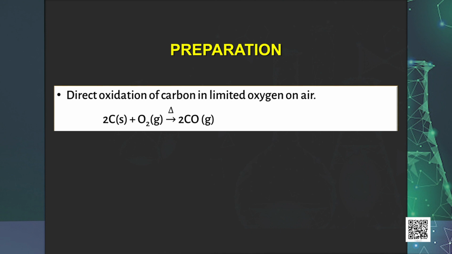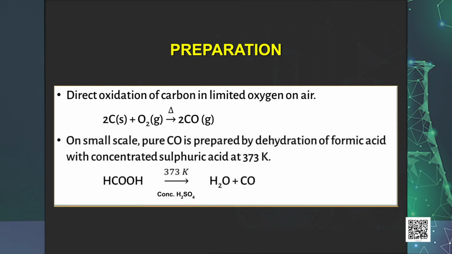The reaction involved is 2C plus O2 giving 2CO. On small scale, pure CO is prepared by dehydration of formic acid with concentrated sulfuric acid at 373 Kelvin. The reaction can be expressed as HCOOH giving H2O plus CO at 373 Kelvin and concentrated H2SO4.